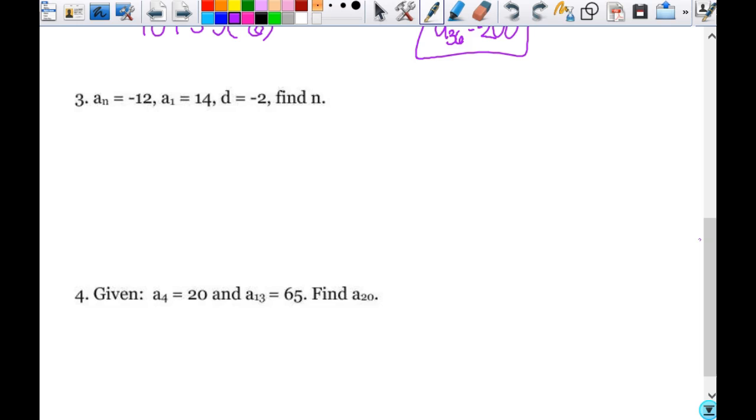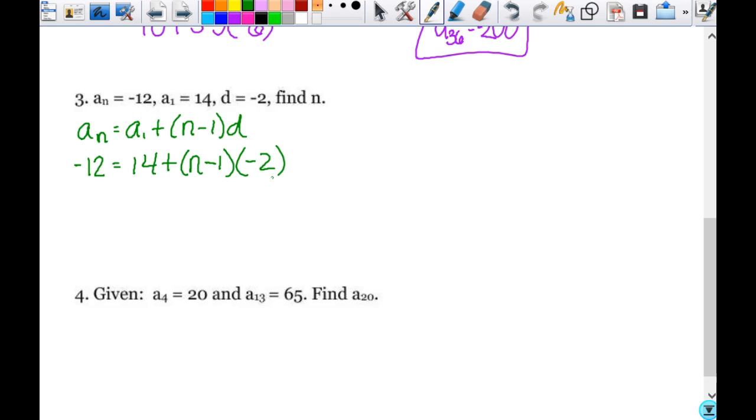All right, so now we have a sub n equals negative 12, a sub 1 is 14, d is negative 2, and I want to find n. All right, so my formula, since we can't see it anymore, I'm going to rewrite it. I've got a sub n is equal to a sub 1 plus n minus 1 times d. All right, I know a sub n, I know a sub 1, and I know d. So n would be my only unknown, so I can just substitute in everything I know, just like I do for everything else. So a sub n is negative 12. That's equal to 14 plus, I don't know what n is, n minus 1 times d, which is a negative 2.